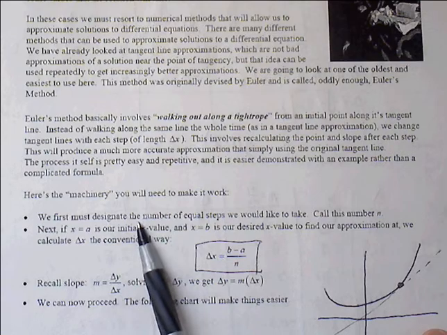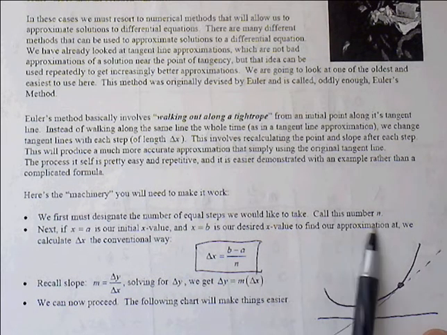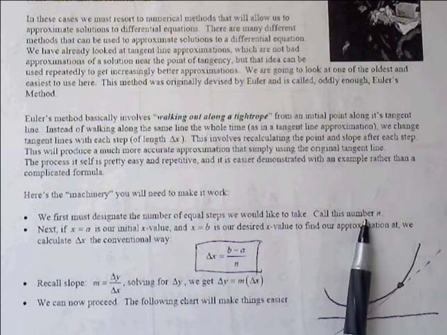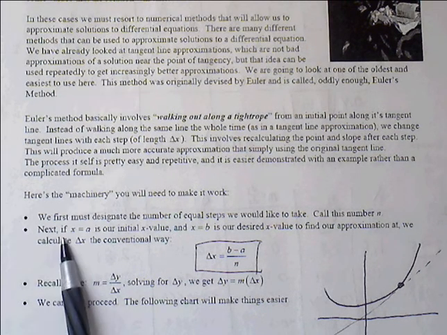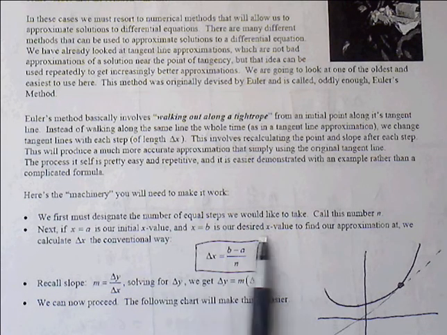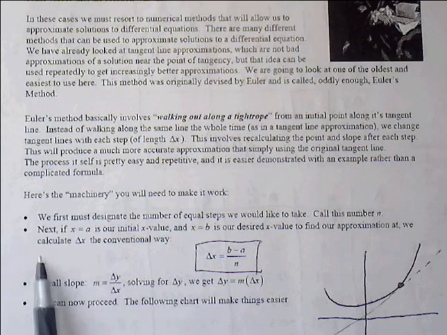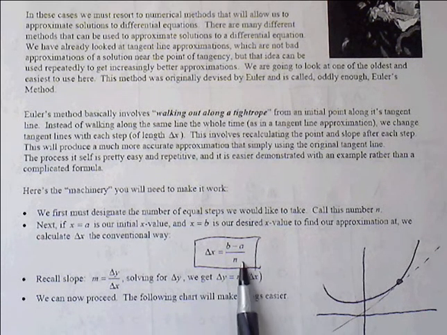Okay, so first we must designate the number of equal steps that we would like to take. Call this number n, and the problem will usually tell you how many steps they want you to use to find the approximation. Next, if x equals a is our initial x value and x equals b is our desired x value, then we can find delta x. Delta x is simply (b minus a) over n. So we've seen this before from previous sections.